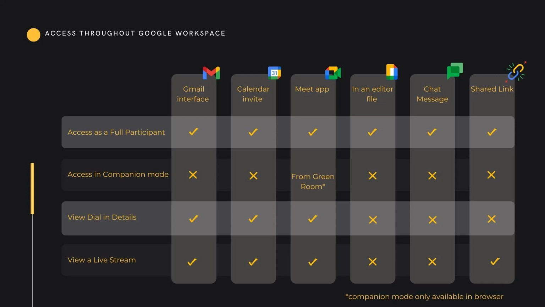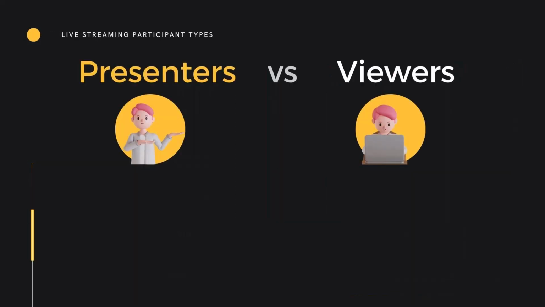To join a live stream of a Meet, you have many options depending on your participant type. Let's quickly understand the two possible types of participants in a live stream. As a participant in a Google Meet live stream, you will be invited by the organizer to join as a presenter or a viewer.